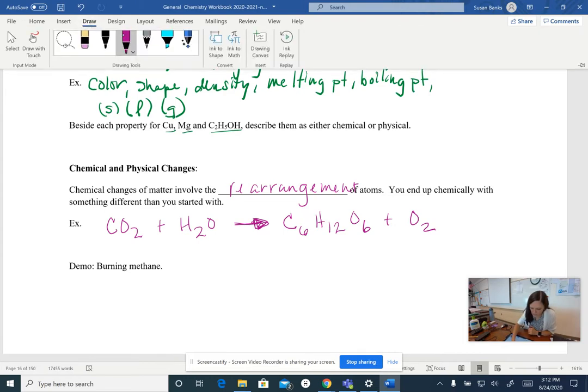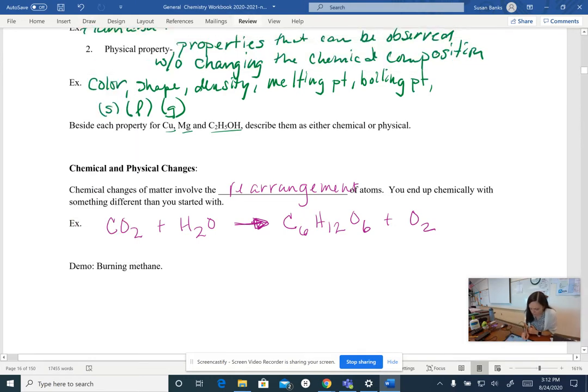Notice we still have the same things. We still have carbon, we still have oxygens showing up, and we still have hydrogens showing up, but they're not arranged the same way. Carbon, instead of being bound to 2 oxygens here, is bound to 6 oxygens with 12 hydrogens as well. Hydrogen, instead of being bound just to oxygen, is bound to carbon and oxygen. And here oxygen is by itself, and on the left-hand side, it's not by itself at all.